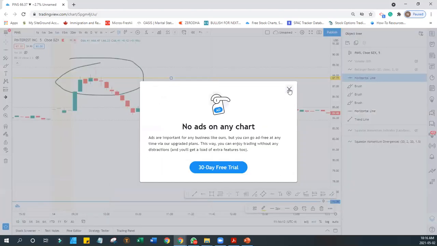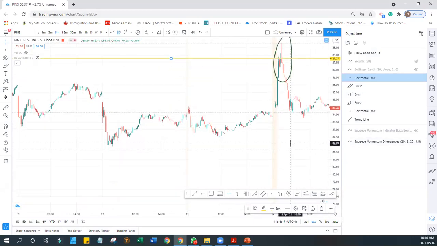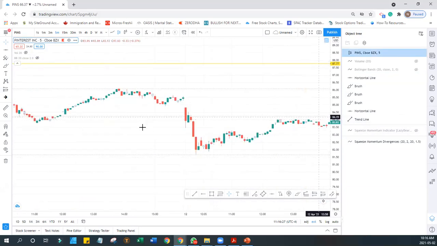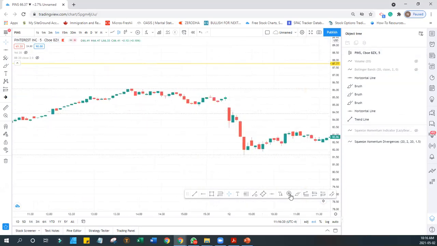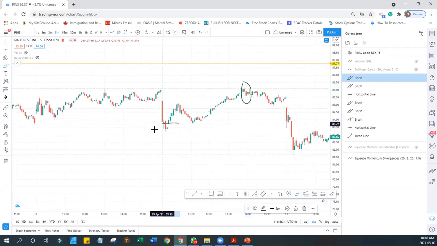In this case, always remember, don't worry about how the color is formed. Green or red doesn't matter. Always look at where it formed. If the hammer forms here on the top, it is of no value, but if the hammer forms here on the bottom, it has value.